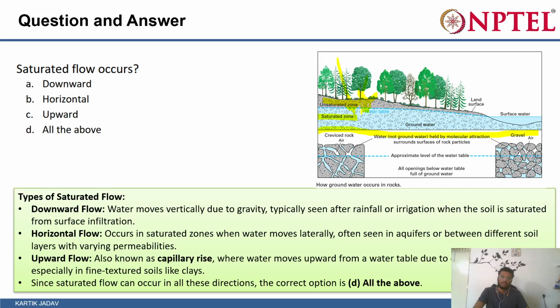So the key takeaway is that water movement starts towards the saturated zone as a downward flow. Then the water in the saturated zone also moves horizontally. In addition to that, water also moves towards the plant roots, which is known as capillary action, and this is in an upward direction. So the correct answer is option D, all of the above.